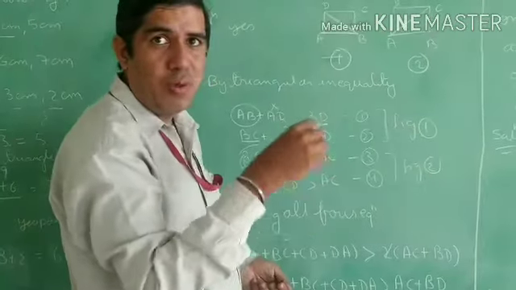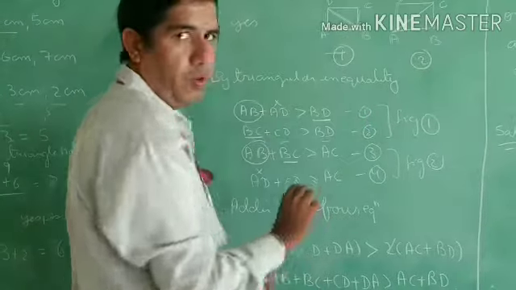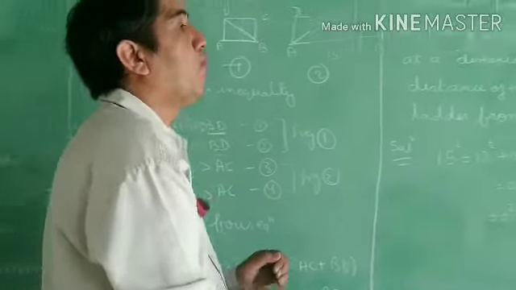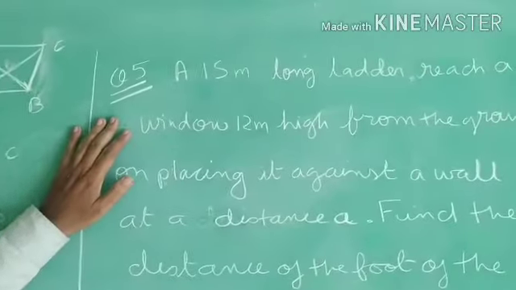If there is no number there, it means it is divided in 2 ways. This I have done just now with you. Got it? Next, question number 5. It is based upon Pythagoras theorem, meaning right angle triangle result.